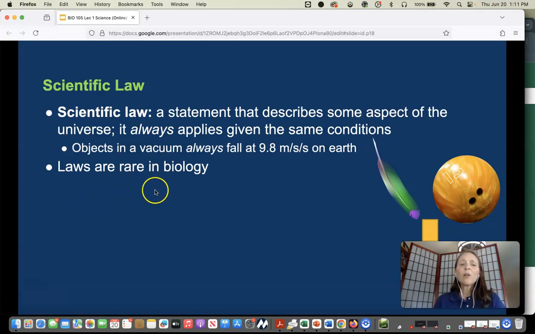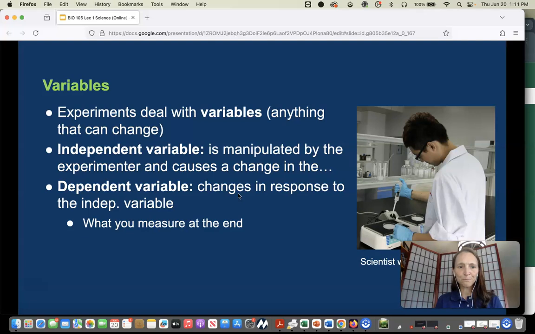Now, again, laws are more rare in biology because biological organisms are living organisms and they don't always follow this same set of rules. And that's because things adapt and evolve and change within biological organisms. So again, scientific laws are much more common in physics than they are in biology.